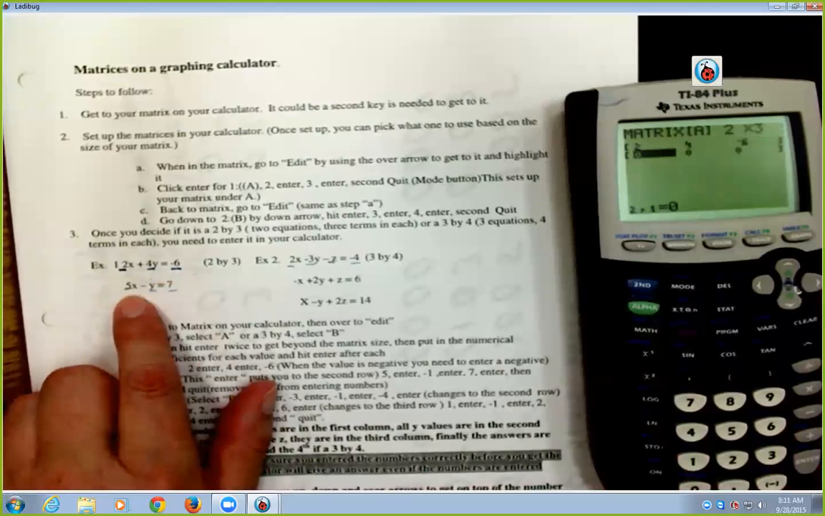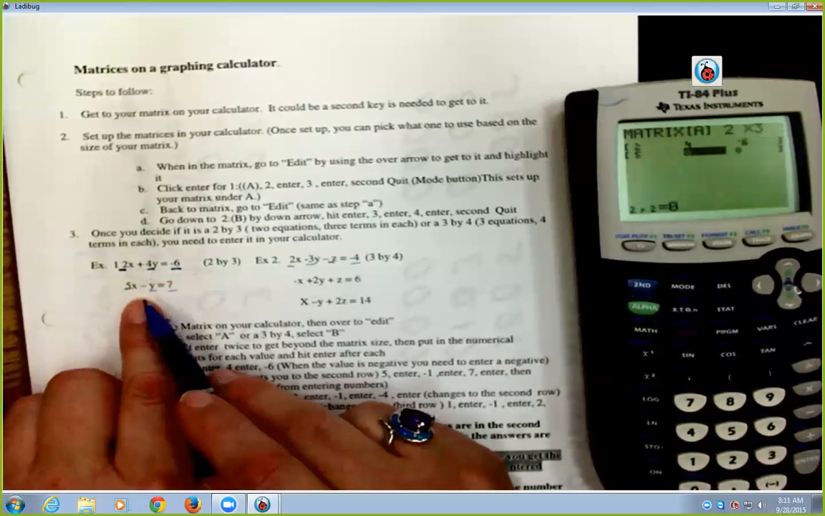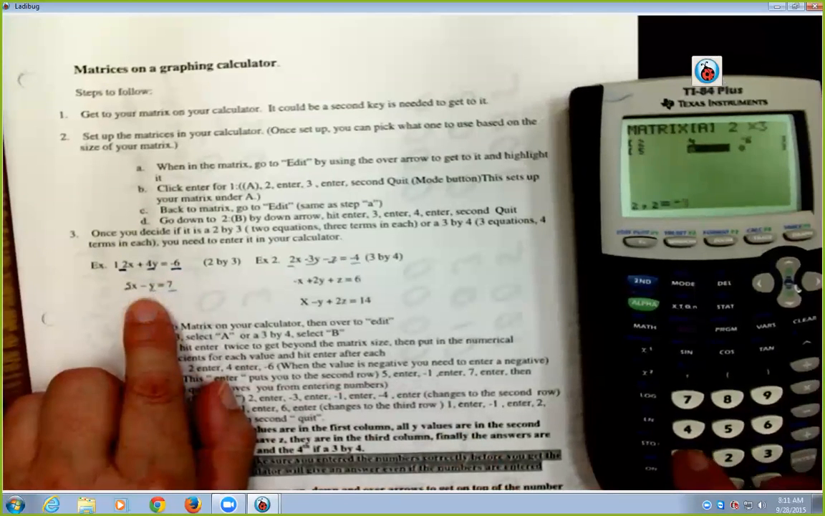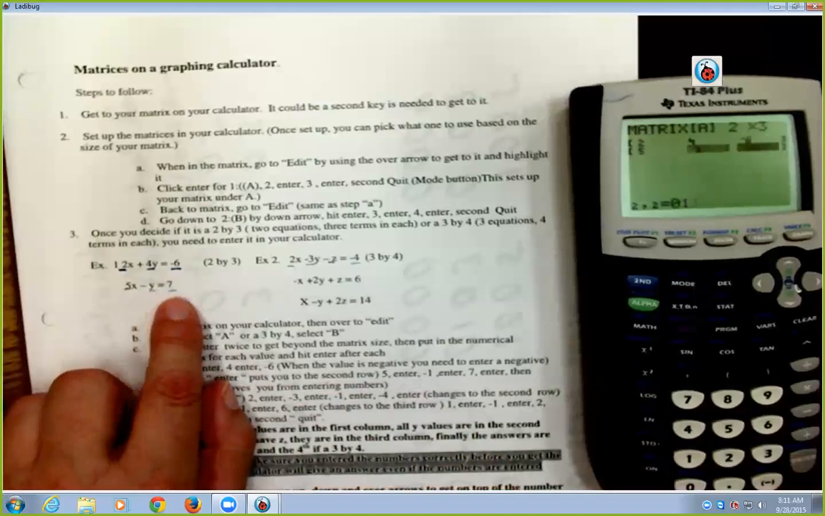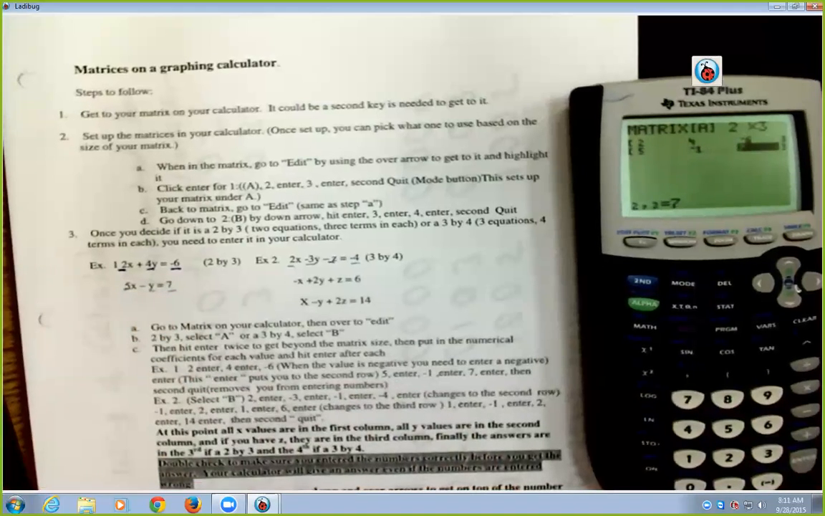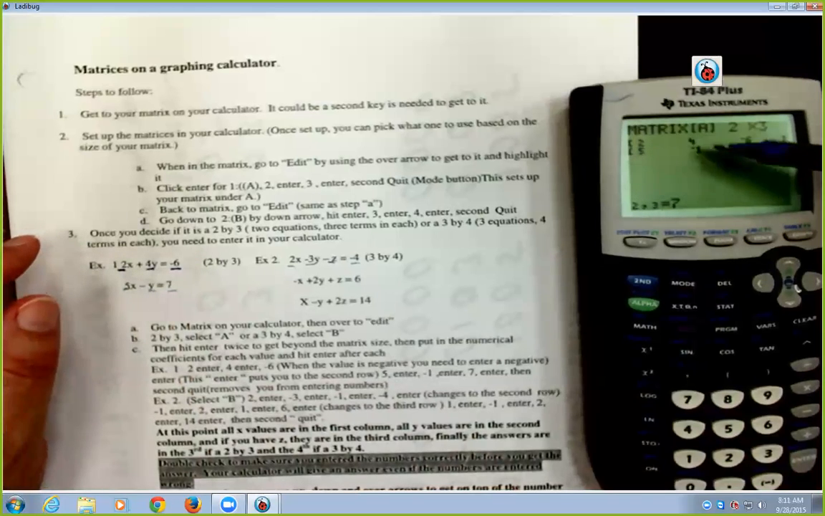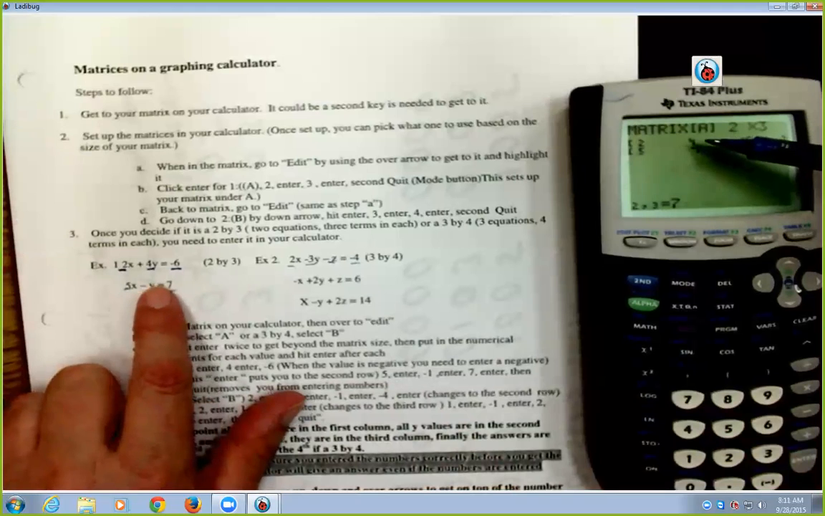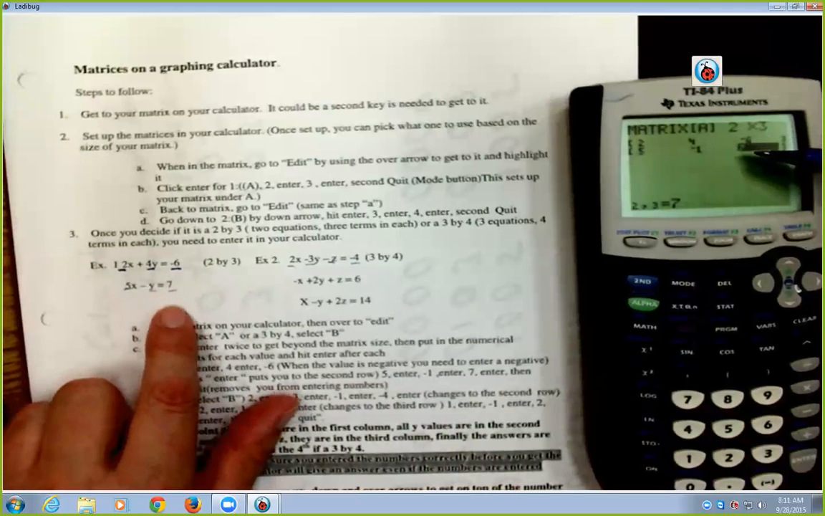Then go to my second one. So I have 5, enter. Now if it's got a negative out in front of a y like this is, that's a -1. So -1, enter, and 7, enter. Now, the other thing you want to go back and do before you leave this is double check it. Make sure you've entered it right. So I usually go down with them to make sure. So I have 2, 5, 4, -1, -6, 7.